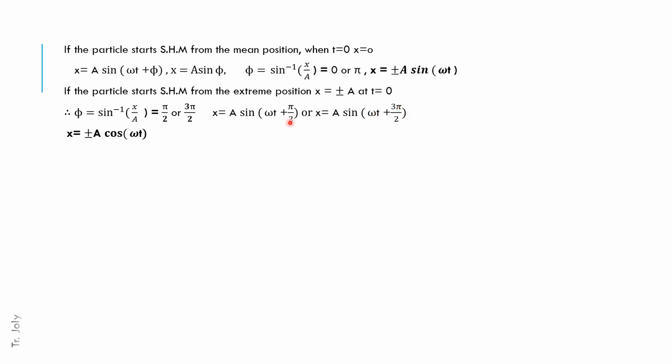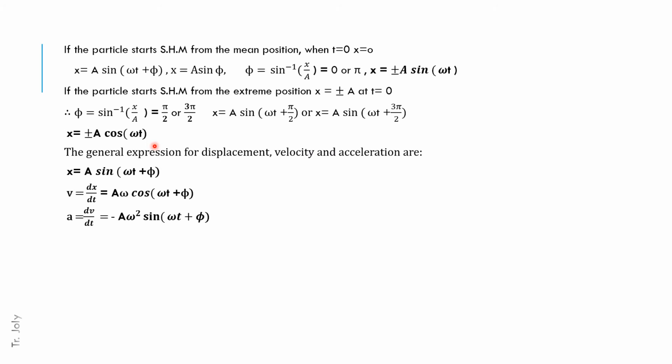Now sin (pi by 2 plus theta) is equal to cos theta. So you will get x equal to plus or minus a cos omega t. So when the particle is initially at the extreme position, the equation for the displacement is x equal to plus or minus a cos omega t. Now next we are finding out the expression for displacement, velocity and acceleration in terms of sin, cos.